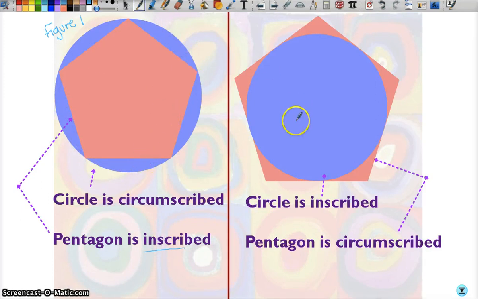Now using those same two shapes, I have made the circle inscribed, so now the circle's on the inside, and the pentagon is circumscribed, which means the pentagon is on the outside. Okay, so that's your second figure. So when we say circumscribed, we're just talking about it being on the outside. It doesn't mean it has to be the circle. It just means whichever shape is on the outermost part of our figure. Okay?